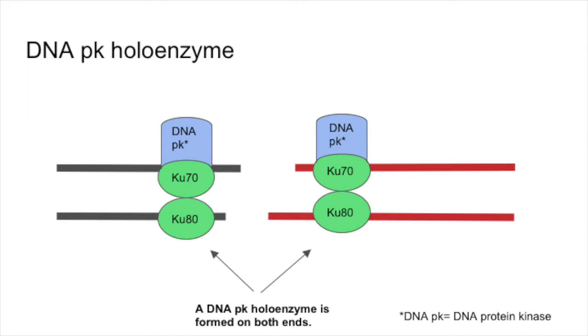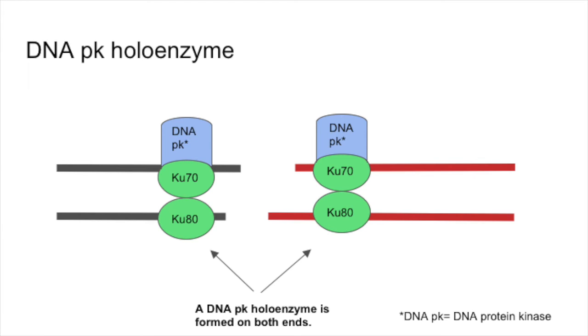Once the Ku complex binds, it recruits the DNA-dependent protein kinases to both sides of the double-stranded break, creating a DNA-PK holoenzyme. Together, they occupy no more than 30 base pairs of the ends of the double-stranded break. Once bound together, the reactivity of the DNA-dependent protein kinase is activated.